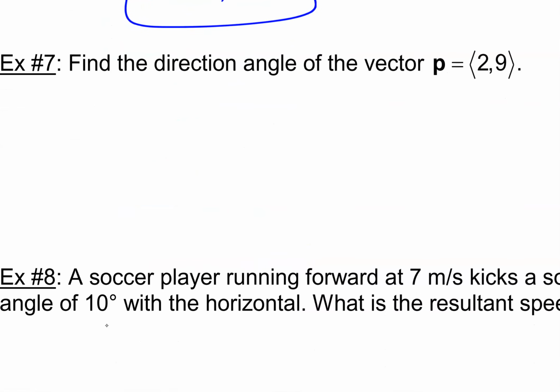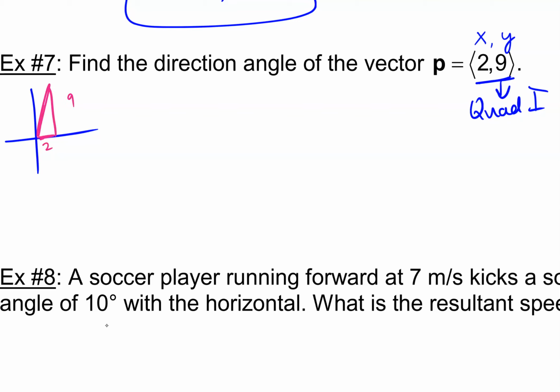Alright, example 7: find the direction angle of vector p, which is 2, 9. Remember, this is x, this is y, and if you have positive x and positive y, this means we're going to be in quadrant 1. So you can go ahead and draw this triangle out if you want. Over 2, up 9. So this is my vector p. We want the direction, which is going to be the angle.